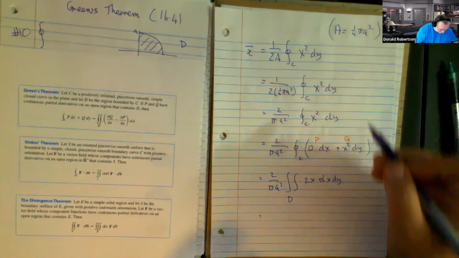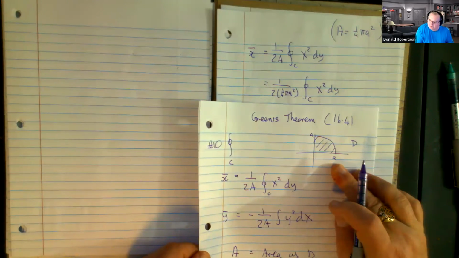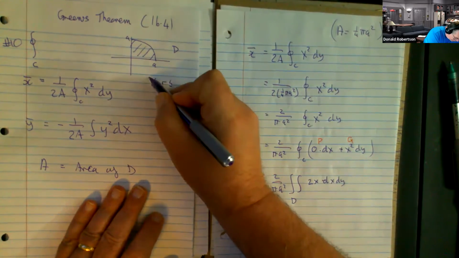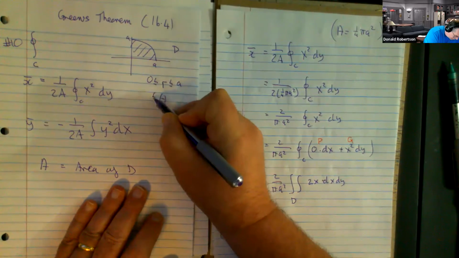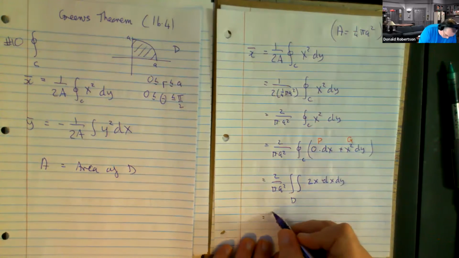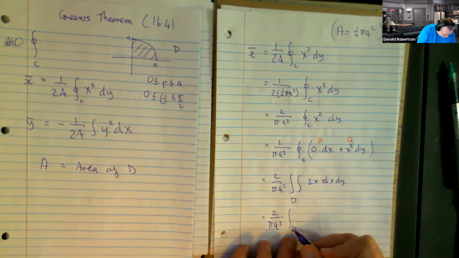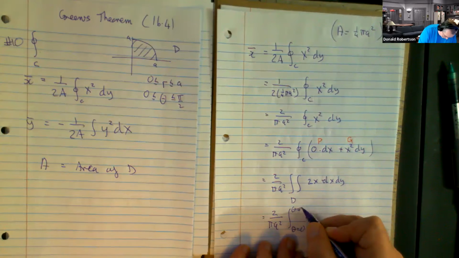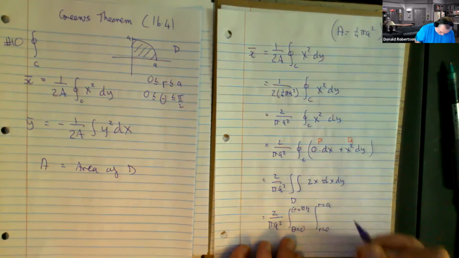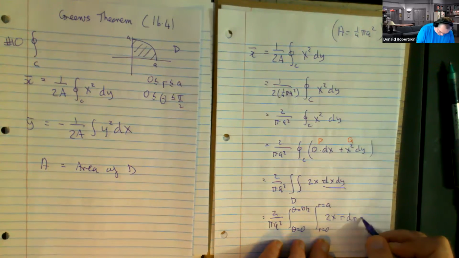But wouldn't a quarter circle work much better in polar? So the region D is going to be r equals 0 to a, and theta is going to go from 0 to pi upon 2. Are you comfortable with that? So we now have 2 over pi a squared, the integral for theta from 0 to pi upon 2, r going from 0 to a, 2x, and turn it into polar, r dr d theta.